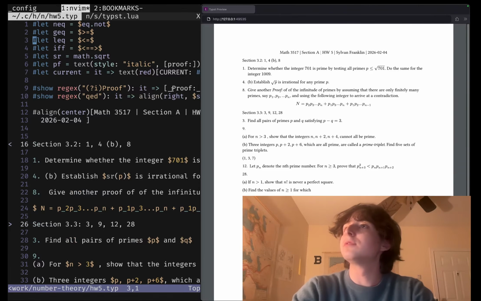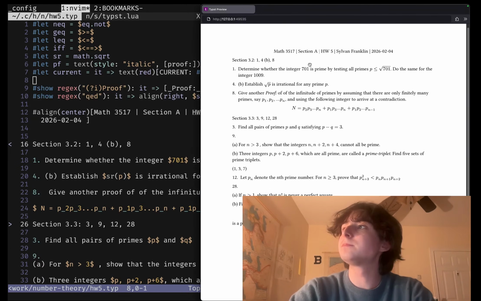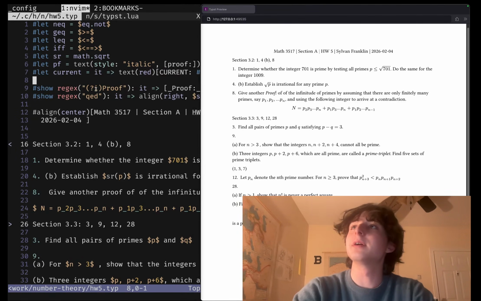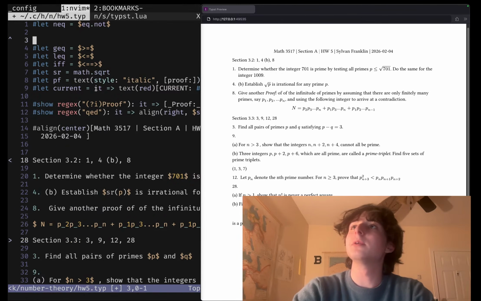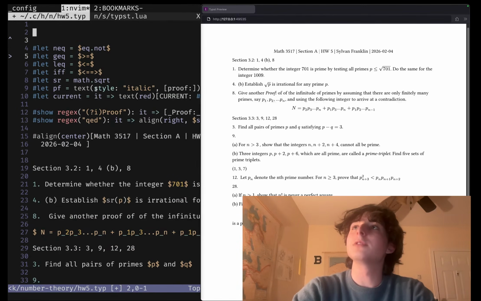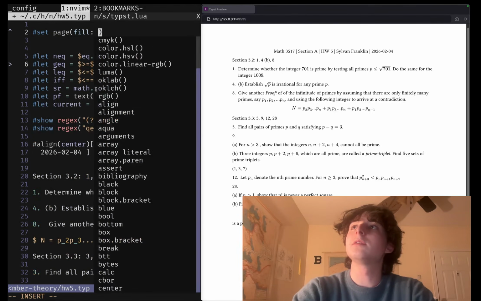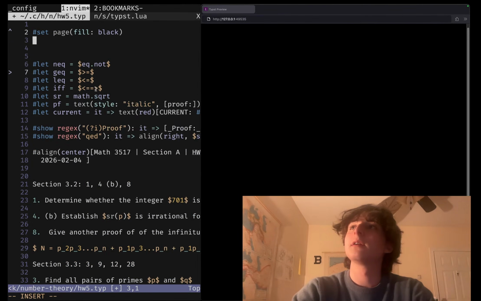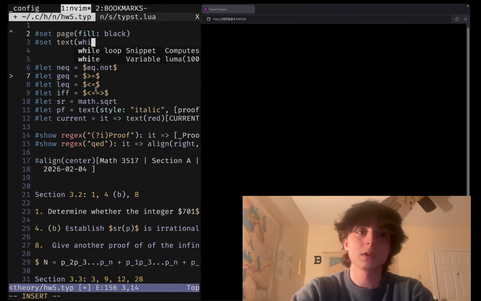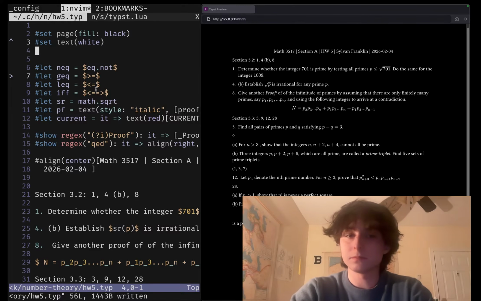Let's see, there's a couple of formatting things I would like to do. For a number and then a dot, show it as bold, that would look better. Also, since it's nighttime, it'd be nice to have dark mode. So I'll do that real quick. Fill black. Set text white. All right.